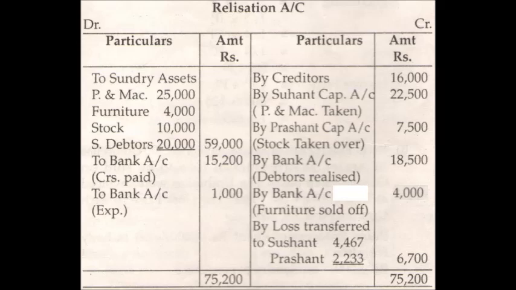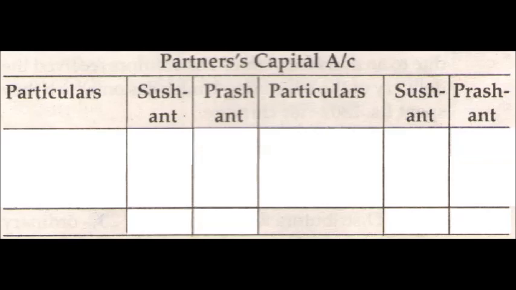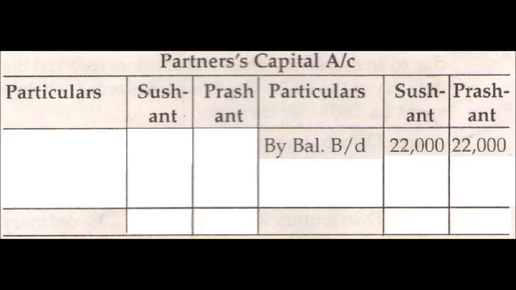After preparing the realization account, go to partners capital account. We have Sushant and Prashant as partners. When you open the account, first put the opening balances. So here by balance brought down, Sushant 22,000, Prashant is also 22,000. Then if you look at the balance sheet, there are some reserves. Put those reserves, distribute them to the partners in the ratio of 2:1. That is 9,000 are the reserves. So 6,000 Sushant and Prashant 3,000.